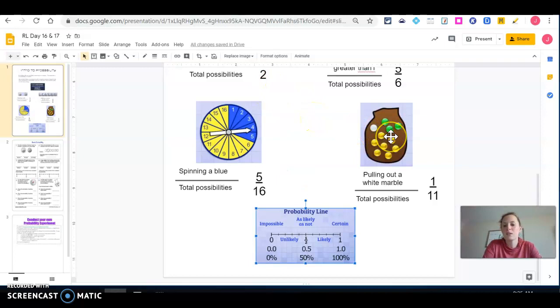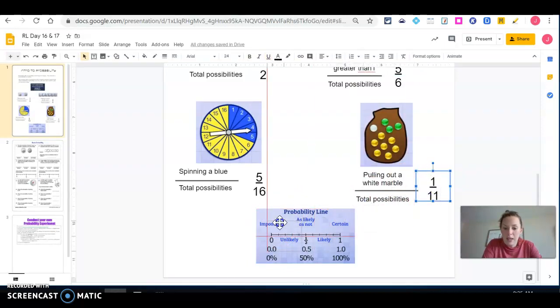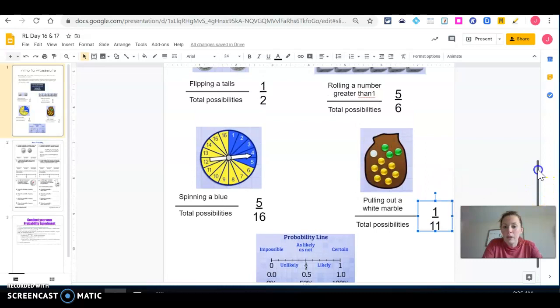Okay, if we said, what's the likelihood of pulling out a red marble? That would be impossible. There are no red marbles in there, so we are not going to pull out a red marble. But we are certain that we are going to pull out a colored marble. Okay, it was a 1 out of 11, and that was super low. So on the probability line, realistically, it would fall somewhere over there, pretty low. So it's unlikely that we're going to pull a white marble out of the bag.